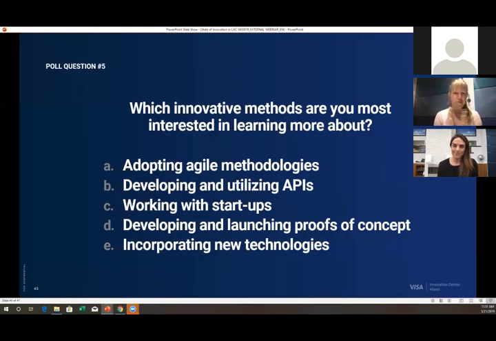Okay, so our final poll question for you today. As we go forward and as Visa and America's Market Intelligence want to engage with you, folks who are on the line today, which innovative methods are you most interested in learning about? Adopting agile methodologies, developing and utilizing APIs, working with startups, developing and launching proofs of concept, or incorporating new technologies? Please let us know which one sounds most interesting, which one you would like more support on, which one you would like to know how to do. This will help us understand where we're at as a region and be able to engage with you more effectively.